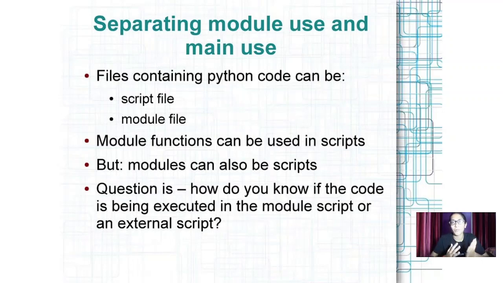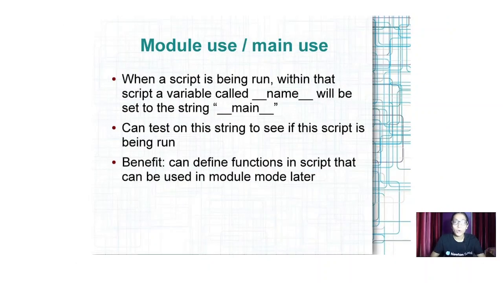What happens if we separate the modules using __main__? First, you have the script file and the module file. Your module functions are used in the script, but your modules can also be used in the script, provided you use the module name. When your script is running, the variable __name__ is set to the string "__main__". It is used for running the script.